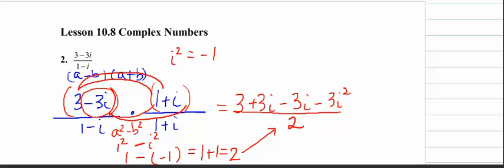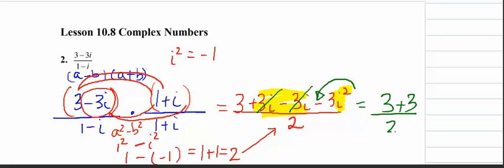So now let's look for like terms on top. So I'm going to combine like terms here. Also, i squared is negative 1. So I get 3. Here the 3i's cancel. The i squared changes the sign to plus 3. And then we have over 2. So 3 plus 3 is 6. 6 over 2 equals 3.